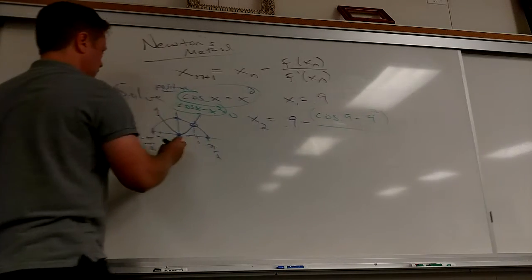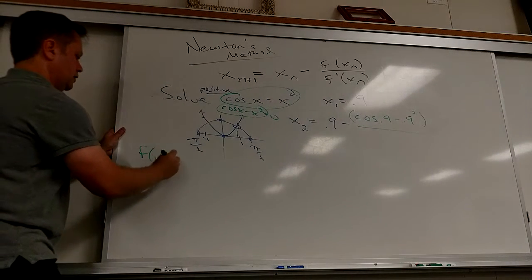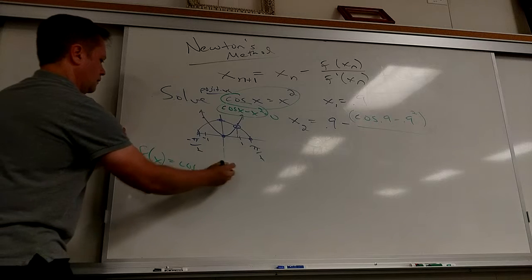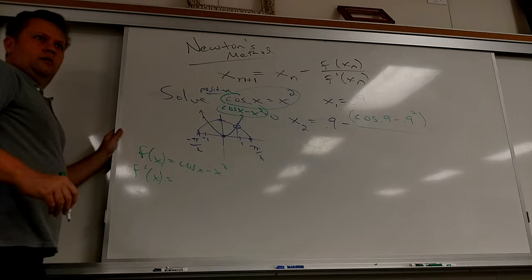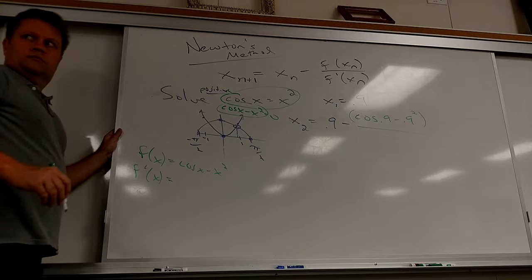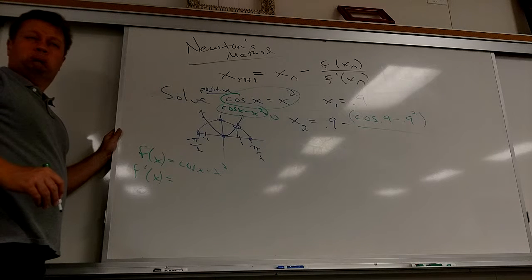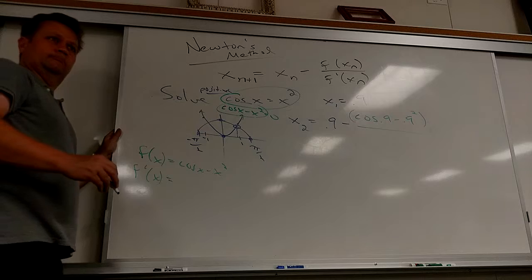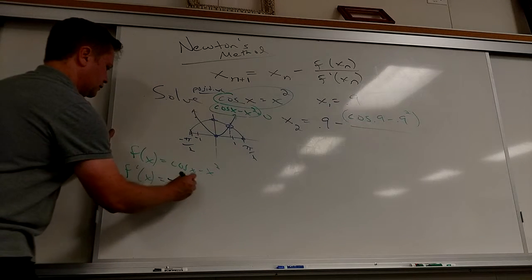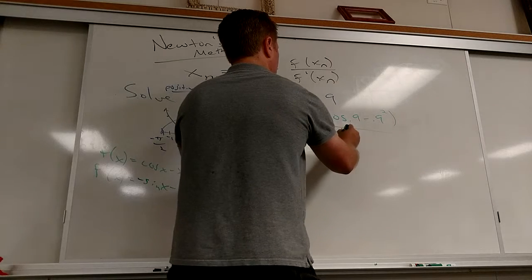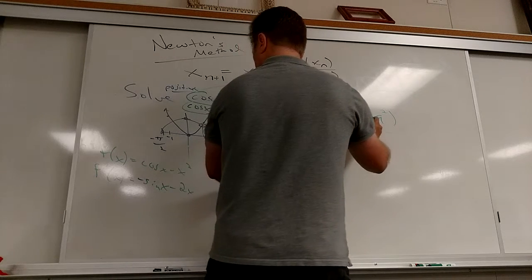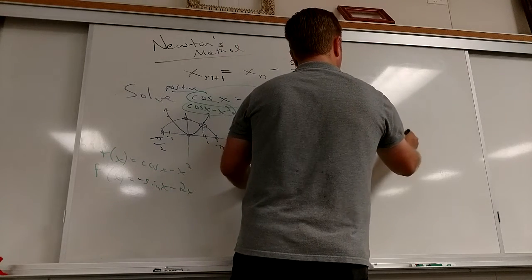So if f of x is this, what's f prime? Sin x minus 2x. Is it negative sin x? Oh yeah, negative sin x. Negative sine x minus 2x. So this on the bottom will be negative sine 0.9 minus twice 0.9.